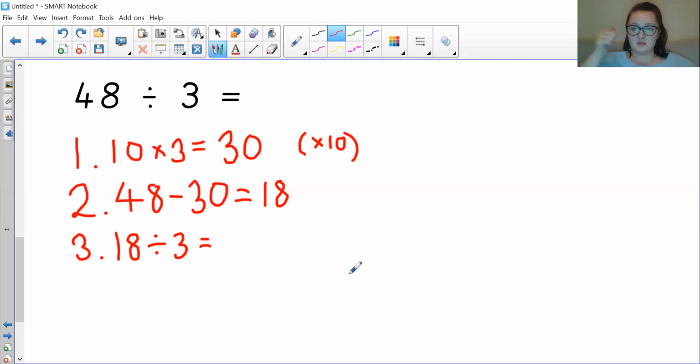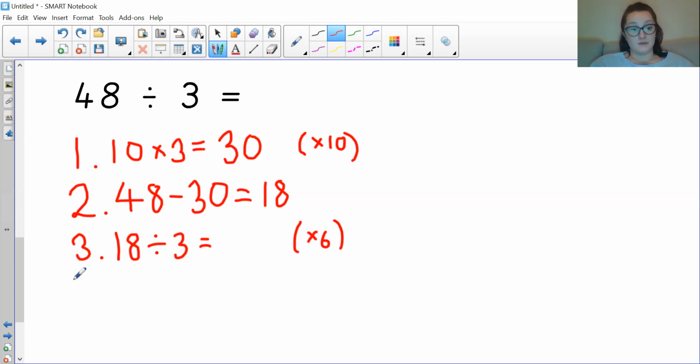Are you ready? So 3, 6, 9, 12, 15, 18. How many groups of 3 is in 18? 6. So I'm going to put my 6 in a bracket here. Okay. So we've nearly done this one.